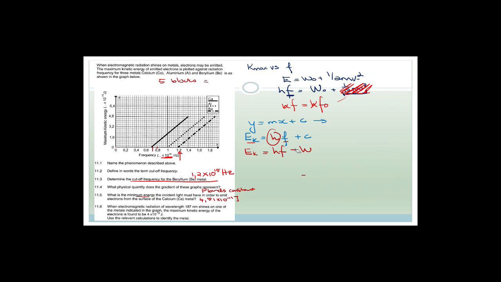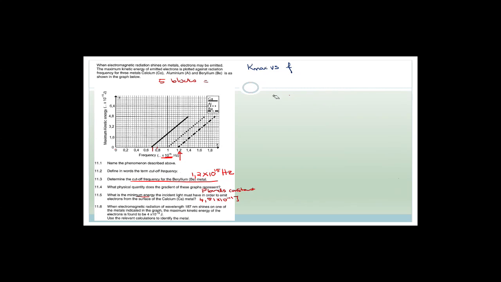They've told us the wavelength, but we don't want the wavelength, we want the frequency. Do you agree? Because our graph is kinetic energy versus frequency. So what we need to do is use the wave equation, which states that C is equal to lambda F, in order to find the frequency. The wavelength is given as 187 nanometers.